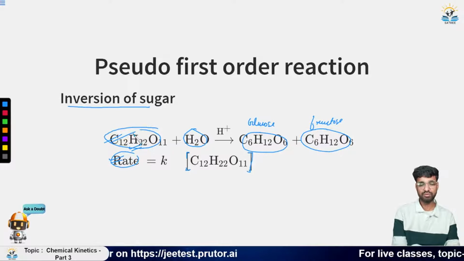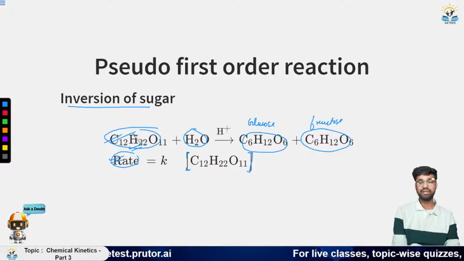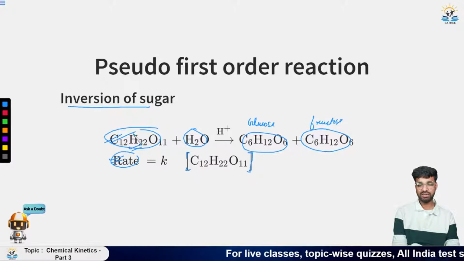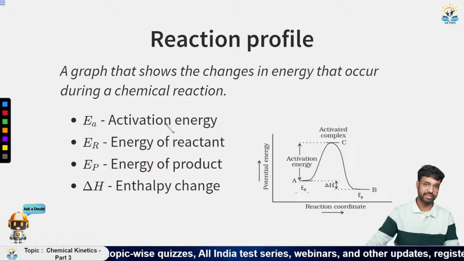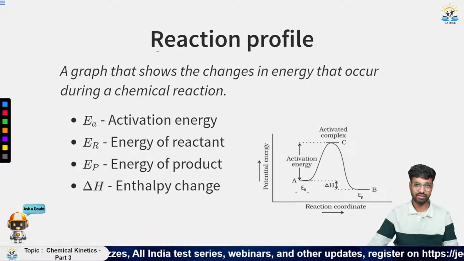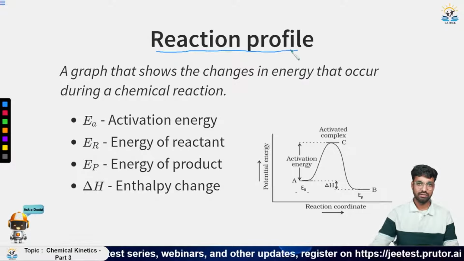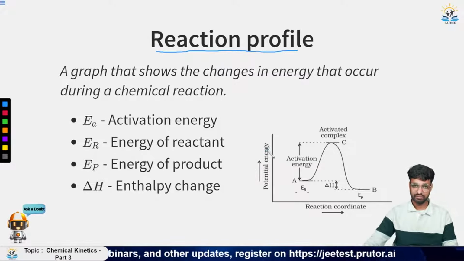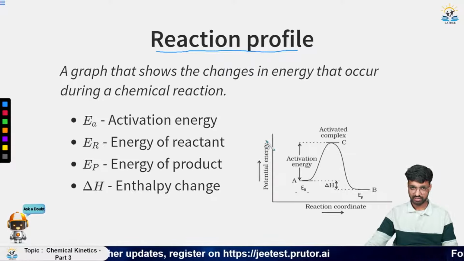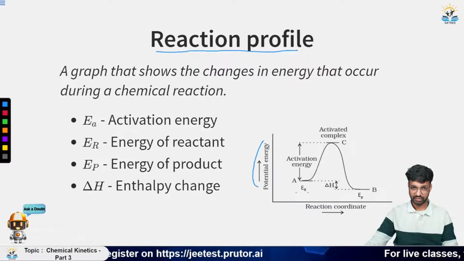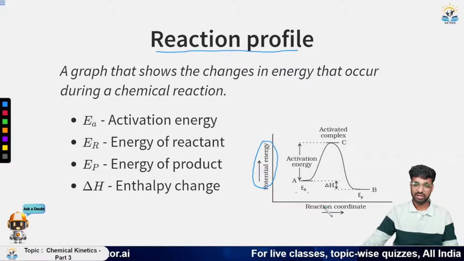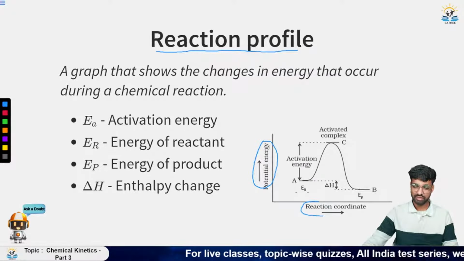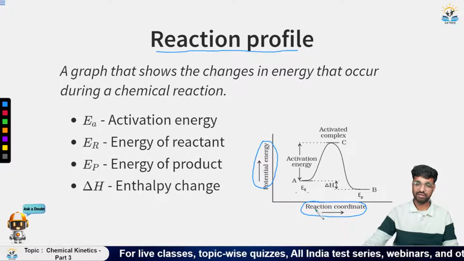Now let us move to today's lecture. We will see the effect mainly of temperature and catalyst on the rate constant of a reaction. Let us first start with what a reaction profile is. You must have seen this kind of diagram in NCERT. Let me clarify what it depicts. On the y-axis, the vertical axis, the potential energy is mentioned. Similarly, on the x-axis, the horizontal axis, the reaction coordinate is written.